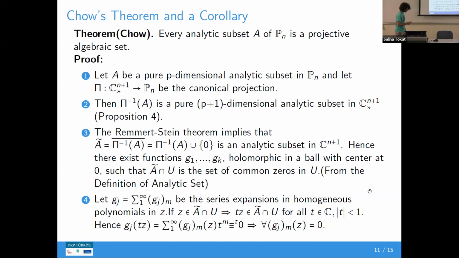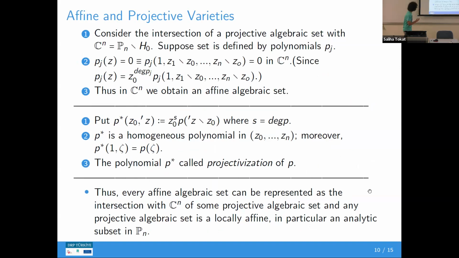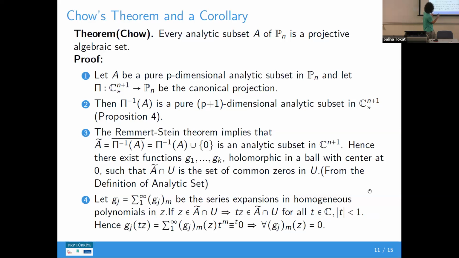Okay, now let's check our main results. By the way, every affine algebraic set can be represented as the intersection of some algebraic sets, and any projective algebraic set is locally affine. Then, in particular, it is an analytic subset in Pn. But is the converse true? Chow's theorem says yes. Okay, let's prove it.